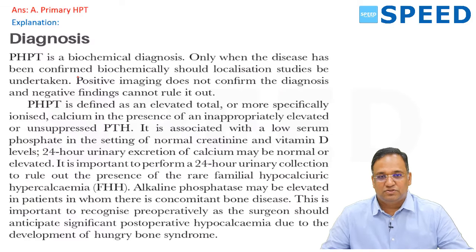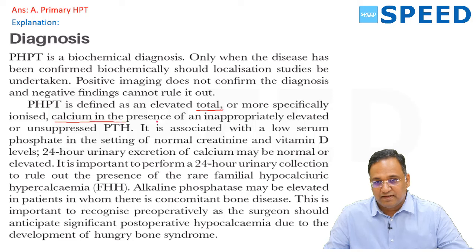Okay. So, primary hyperparathyroidism is a biochemical diagnosis. Only when the disease has been confirmed biochemically should location studies be undertaken. Positive imaging does not confirm the diagnosis and negative finding cannot rule it out. Primary hyperparathyroidism is defined as elevated total or more specifically ionized calcium in the presence of inappropriately elevated and unsuppressed PTH. It is associated with a low serum phosphate in a setting of normal creatinine and vitamin D levels.